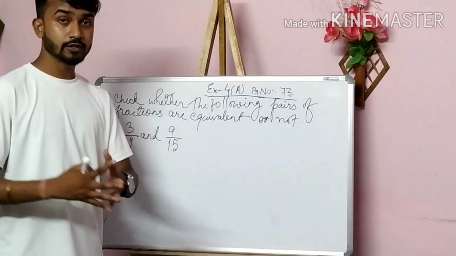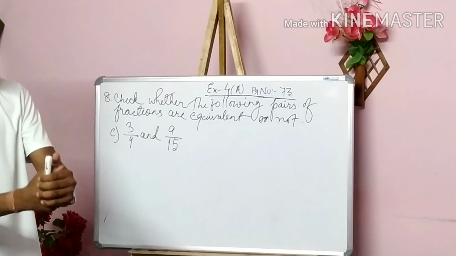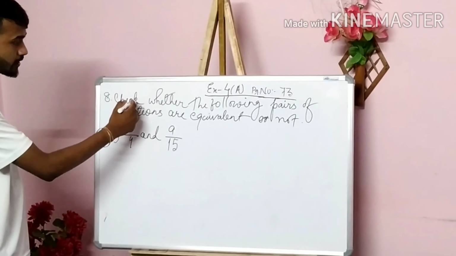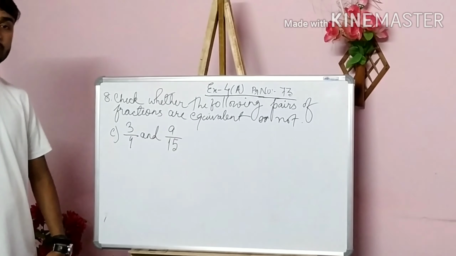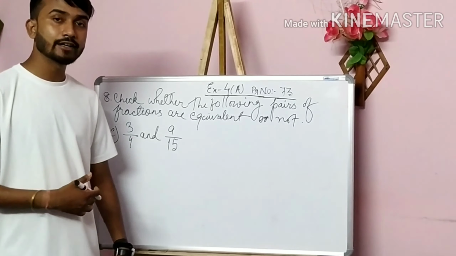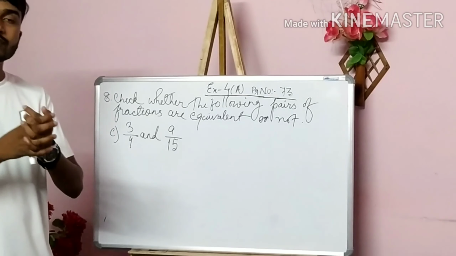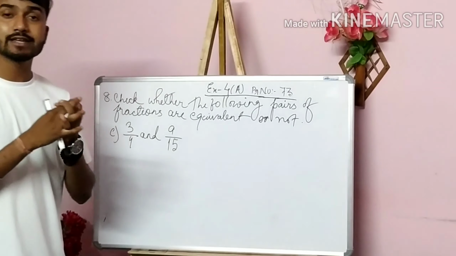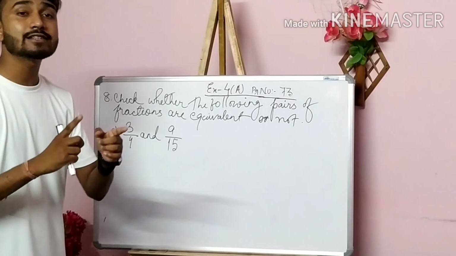Okay. So students, you see, as we have done question number 7, now we are going to question number 8. In that question, what is there? Check whether the following pairs of fractions are equivalent or not. Now we have got the idea of how 2 fractions can be said to be equivalent, because we have done these questions earlier. No? Now we have to test that thing.